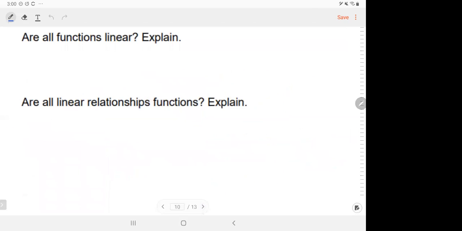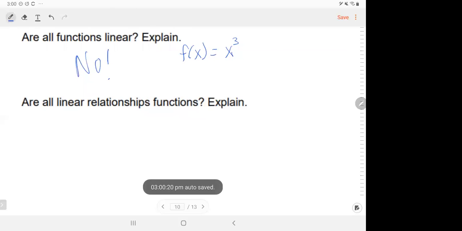Are all functions linear? So no, not all functions are linear, because you could have a function that is cubed. We just wrote f of x equals x cubed. If something is squared or cubed, that means it is not linear. That is quadratic or exponential.